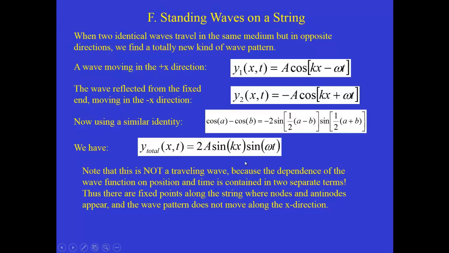As a result of this, there will be fixed points along the string where either nodes or antinodes appear, and those positions will not change with time. In other words, we're going to find out in just a second that there will be specific values of x along the string where the function will go to 0, and it will be 0 no matter what the value of time is, and those will be the position of nodes. As a result of having the nodes and the antinodes always have the same locations, this wave pattern does not move along the x direction, and as a result we call this kind of a wave a standing wave.